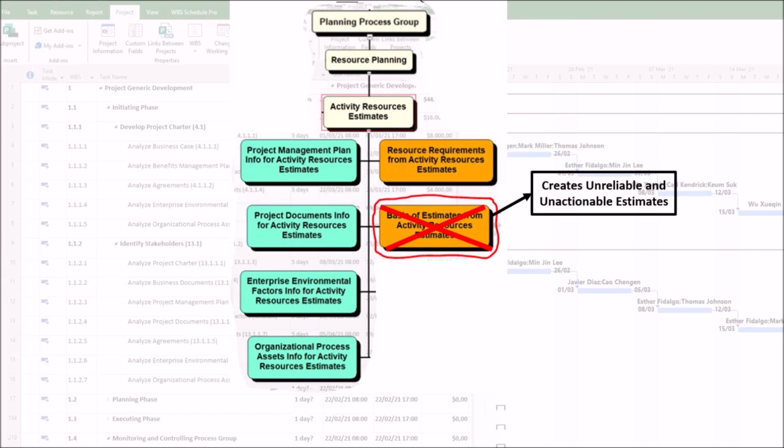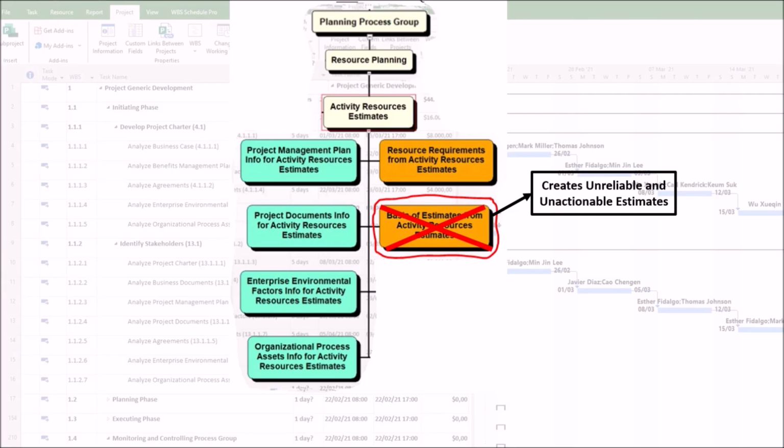1. It creates unreliable and unactionable estimates. The primary output of the process is the activity resource requirements. A poor basis of estimates makes this output useless, as follows. First, you are faced with a situation where you can't justify the numbers. Without a clear basis of estimates, the estimated number of people, hours, or pieces of equipment is just a guess. Stakeholders will rightly dispute this information, and the project manager won't have the data to support their position.